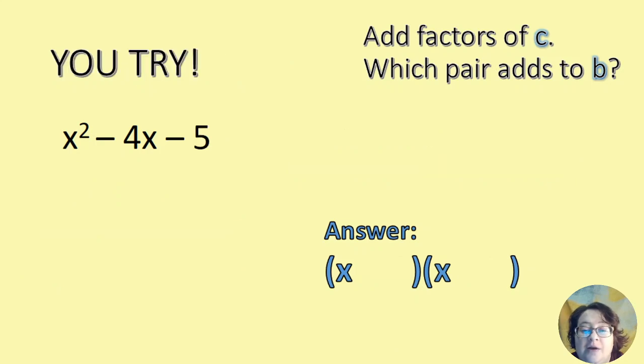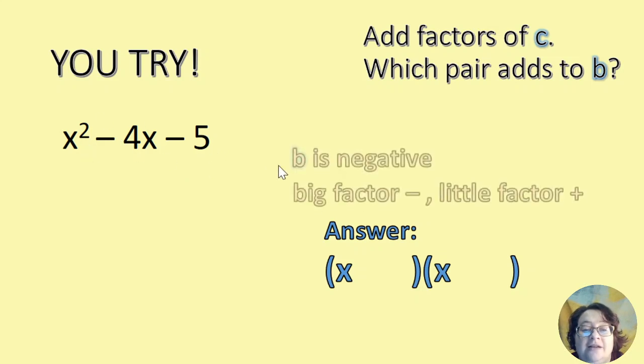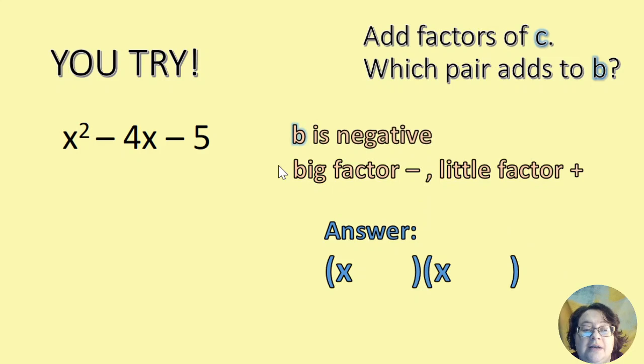All right, you try one. Pause our video here. Really quickly though, just a hint before you start, since we've got a minus in front of c, we want one positive, one negative. Our b value is negative, which means our big factor will be negative, our little factor positive. Pause the video here, get your answer, hit play when you're ready to check.